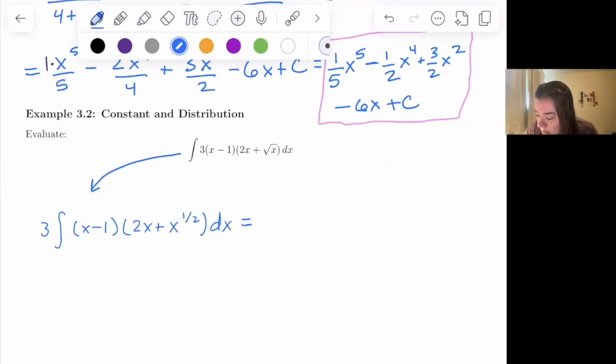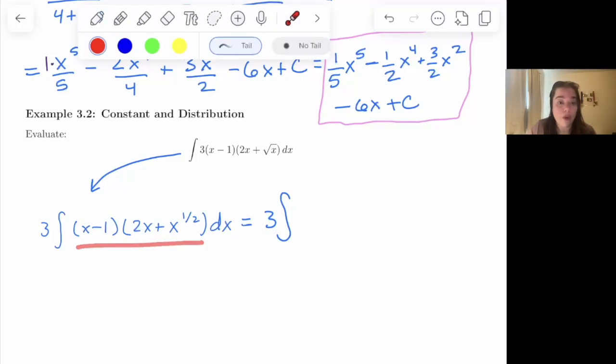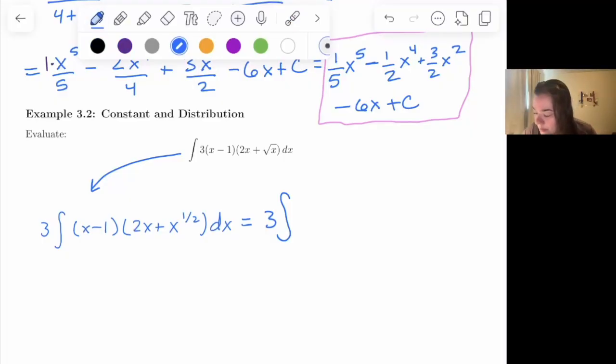So now, leaving the 3 outside the integral sign, I need to go through my distribution or foiling process to clean up this integrand, right? I cannot treat each term separately because they are being multiplied. I must do something, and that means let's clean it up. So multiplying it out, I get 2x squared plus x to the 3/2.